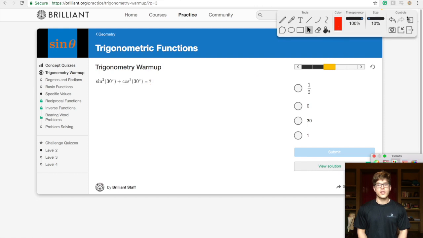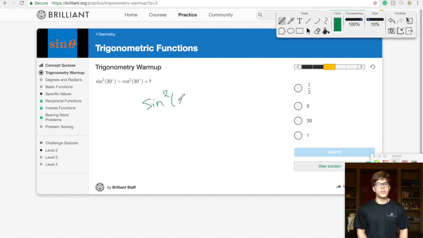Let's change colors. Let's go to a nice green. Sine squared plus cosine squared of 30 equals what? Okay, well this is a trigonometric identity, and this falls straight from Pythagorean's theorem. Sine squared x plus cosine squared x equals 1. And it doesn't matter what x is. X can be anything, any degree of whatever. No matter what, it's going to be 1.